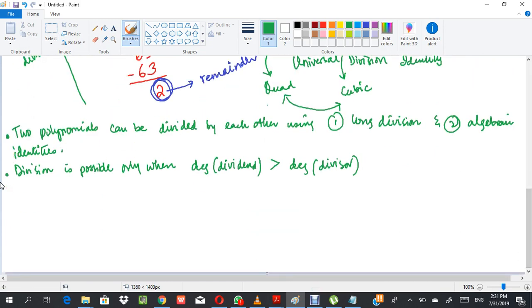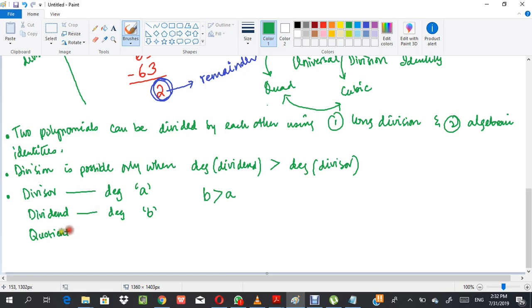The first thing, let's say I have a divisor with degree A and I have a dividend with degree B. Now we are assuming that this division is possible. That means that B is greater than A. So at the end of this division, we are gonna get a quotient and we may or may not get a remainder.